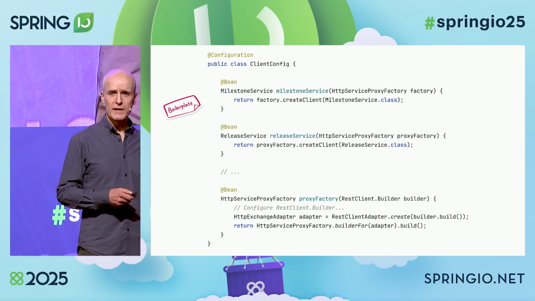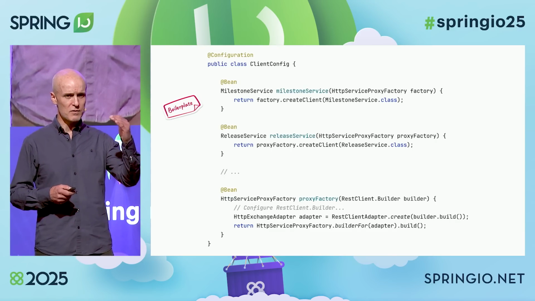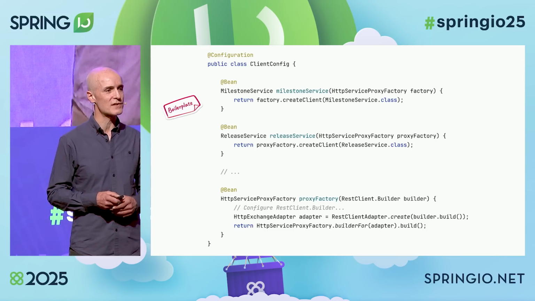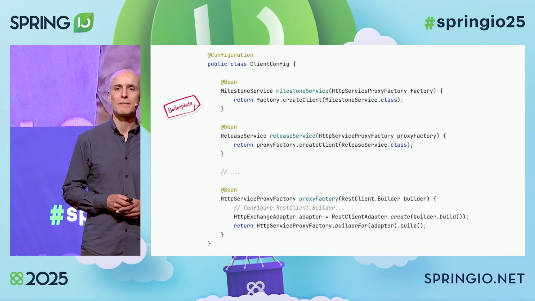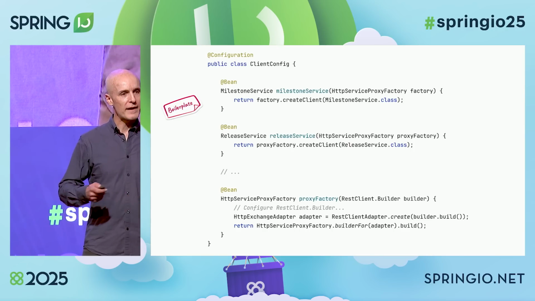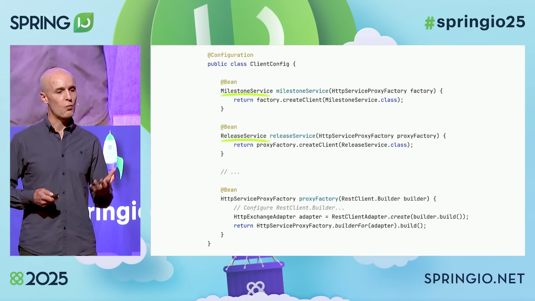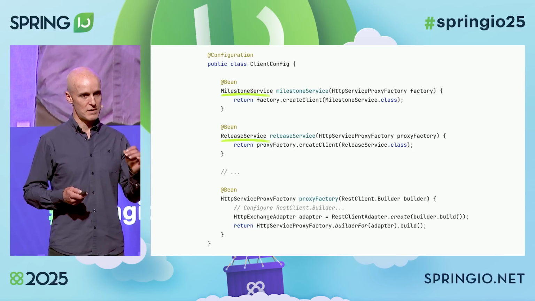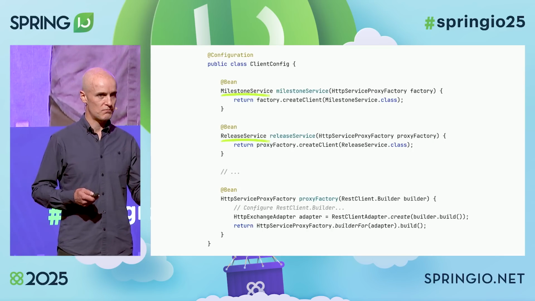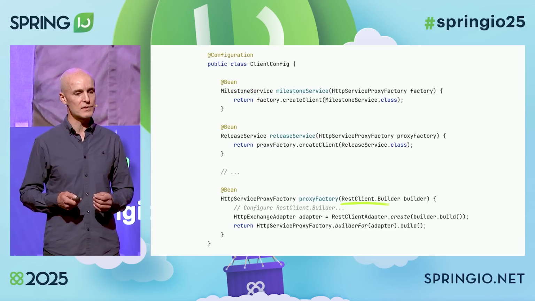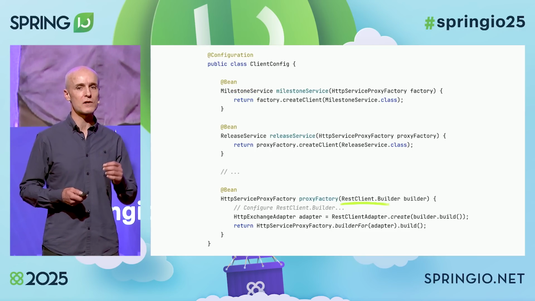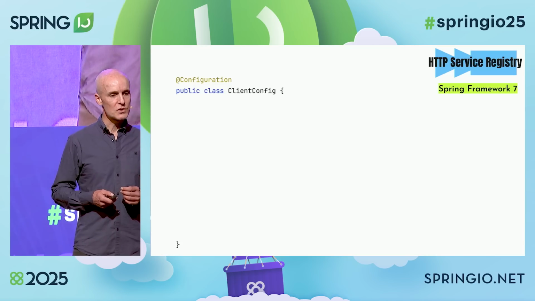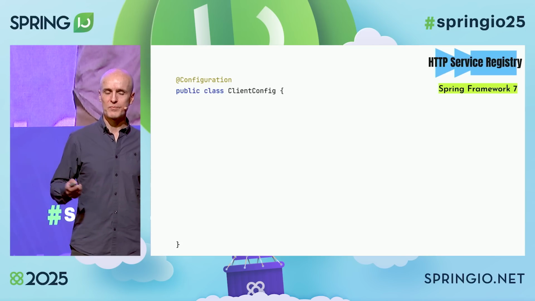In fact, if we look back at the configuration, and that would be repeated bean declarations for each one of those interfaces, it becomes obvious that this is just boilerplate. We shouldn't have to work with the proxy factory. We shouldn't have to create these proxies. What we're actually interested in is what are the interfaces that are going to be involved in this, and we'll declare them automatically as beans. And how do you want to configure the REST client that underlies these services? So let's see how this looks in Spring Framework 7.